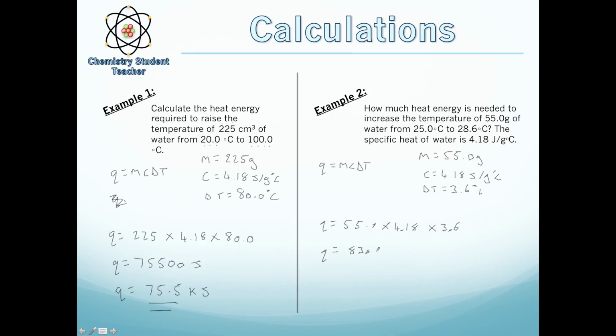830 joules. Now again, that's not the value that'll be on your calculator, but again you're looking at significant figures here. So delta T is only one decimal place, and because it's a single digit before the decimal place, 3.6 is two significant figures.